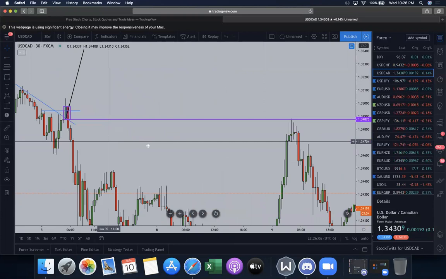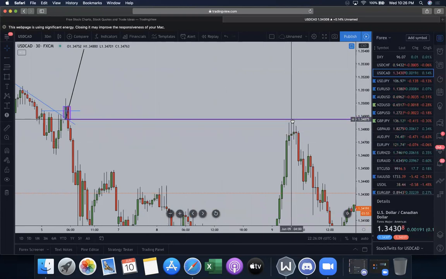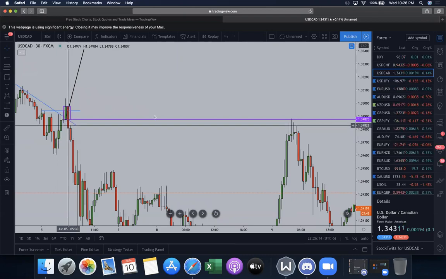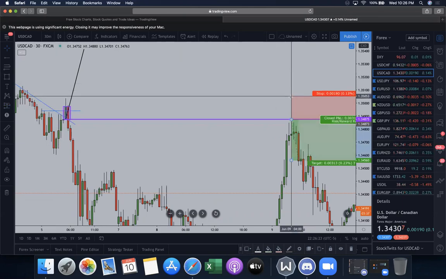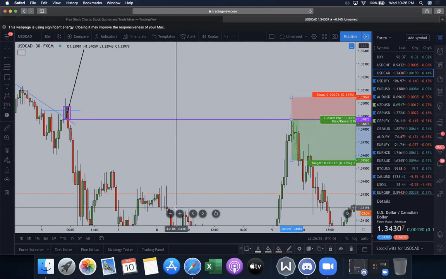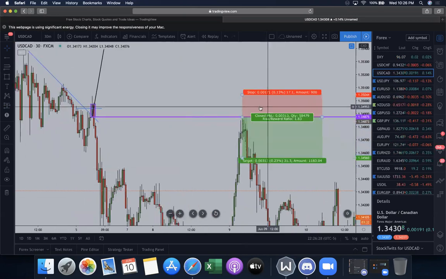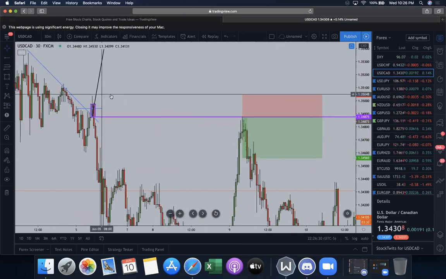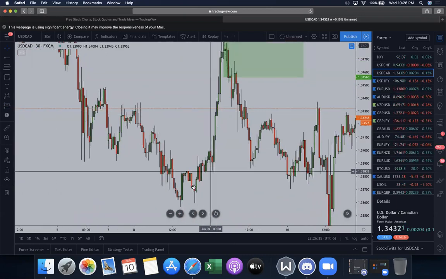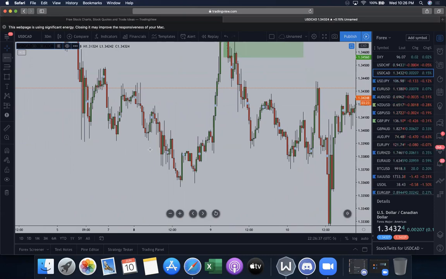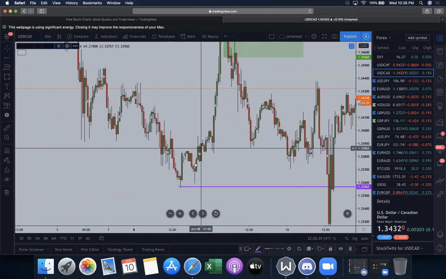We would have waited, and eventually, here's your setup, 4 days later. This was June 5th. Look at that entry. You could have put a sell limit there. I like to do market execution, but you would have been risking 17 pips, right? Stop loss above the high. And then you're targeting the lows. Where are the lows? Down in here. There's your lows.